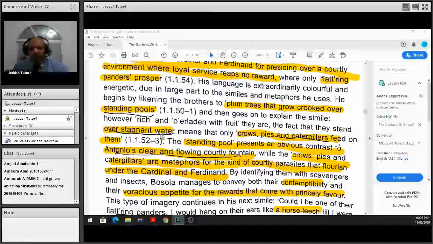And then you start to see creatures of all types moving around on this standing pool, which is obviously not a good thing, right? So this is what he is saying. The royal court, as managed and run by the Cardinal and Ferdinand, is a standing pool. On top of the pool are flatterers and other corrupt individuals.